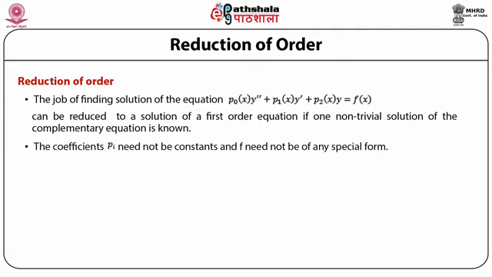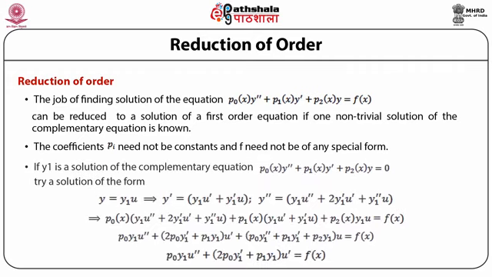Unlike the method of undetermined coefficients, it does not require the coefficients pi to be constant or f to be of any special form. If y1 is a solution of the complementary equation, then p0(x) y double prime plus p1(x) y prime plus p2(x) y is equal to 0.